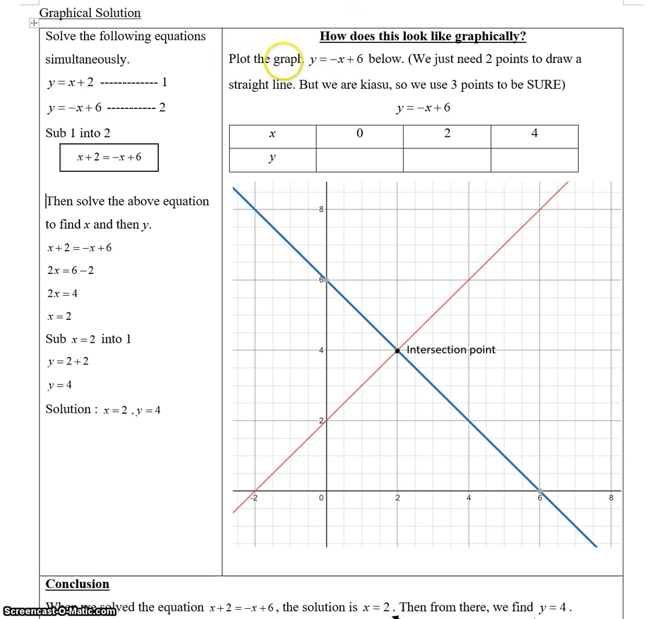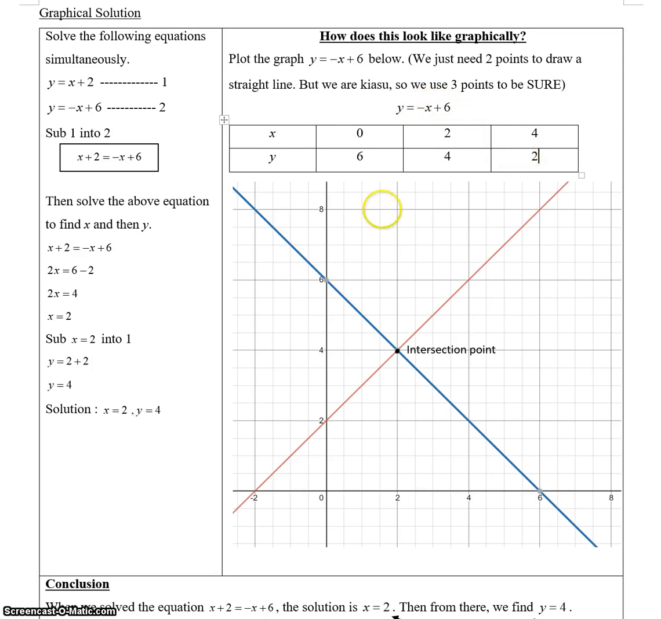First, let's try to plot this graph, negative x plus 6, sorry. Typically we need 2 points to draw a straight line, right? But typically we want to be kiasu, so we use 3 points in case we make a mistake. Let's try x equals 0. If I sub x equals 0, I get y equal to 0 plus 6, so the point is 6. Similarly, if I sub 2, I get negative 2 plus 6, which is 4. And if I sub 4, I get negative 4 plus 6, so there will be 2.